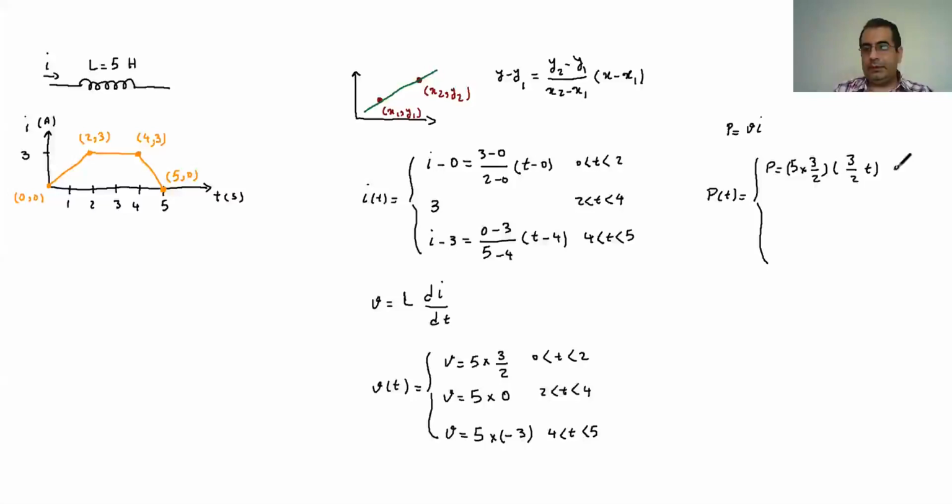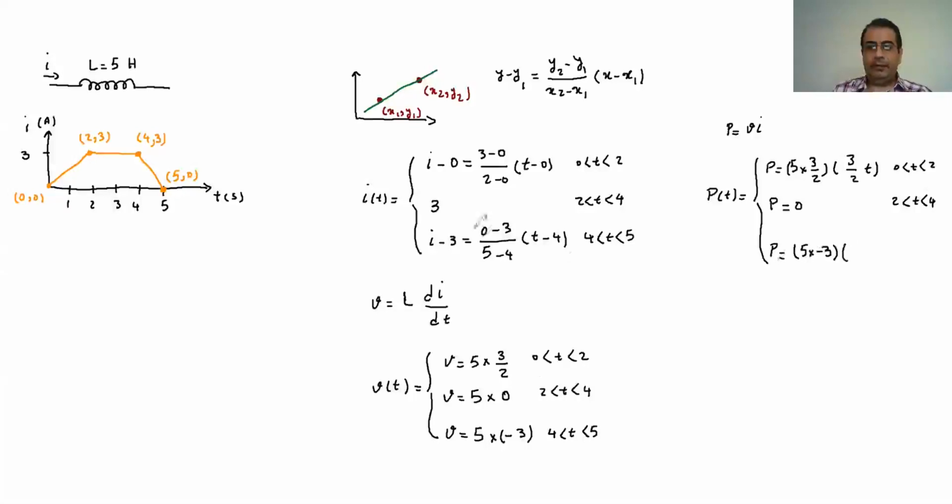So it's going to be for the 0 and 2. And for the second one, again, p is going to be 0, because we have the v is 0. The 3 times 0 is going to be 0. So for the 2 and 4. And then for the 4 to 5s, again, v here is 5 times negative. I just write it to know where it comes from, but we can use the negative 15.